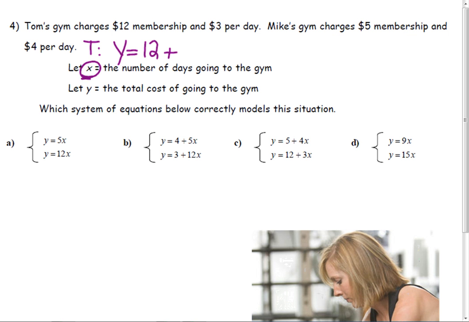X number of days. What does he pay if he only goes one day? $3. If he goes 2 days, 2 times 3. If he goes 3 days, 3 times 3. Okay, Josh, what if he goes X days? 3X, that's right. If you need to write out that little table like I just did, write it out. How about Mike? He's got a flat charge of $5.